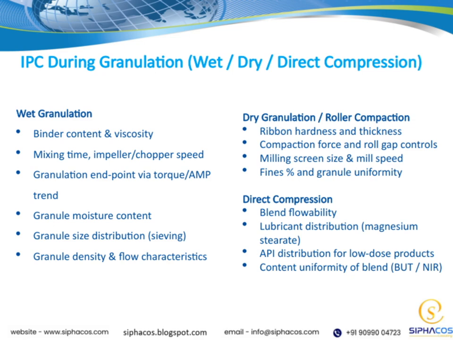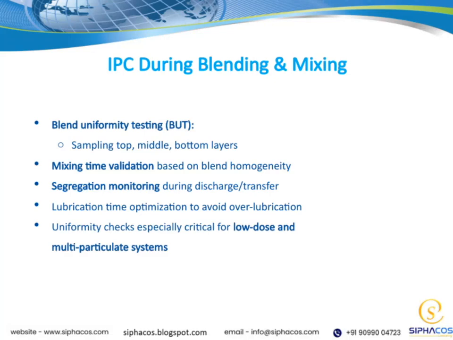This includes monitoring parameters like moisture, flow, and uniformity in real time, which helps us maintain a robust and consistent manufacturing process throughout. Now, let's talk about the key aspects of blend uniformity testing, or BUT. First, we perform sampling from the top, middle, and bottom layers of the blend. This helps us ensure that the material is evenly distributed throughout the entire batch.